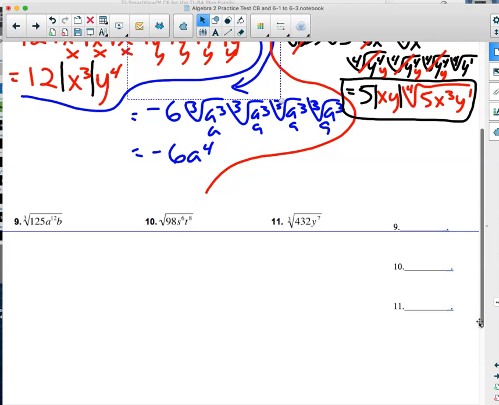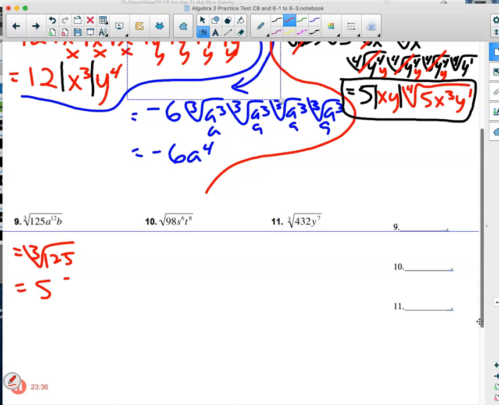Do it later. Alrighty, we are at number 9, the cubed root of 125, a to the 12th b. And my guess is that right now, most of you already know the cubed root of 125. We've used it so much, that's 5. And then you go ahead and do either your separation into your groupings of a to the 3rds, so cubed root of a to the 3rd, a to the 3rd, a to the 3rd, a to the 3rd. 3 plus 3 plus 3 plus 3 is 12. So you'll notice this is a, and a. That'll be a to the 4th.